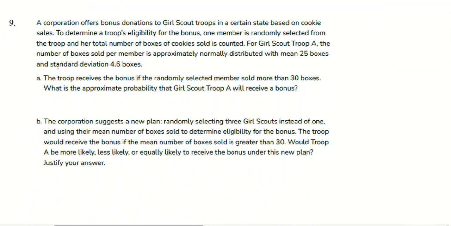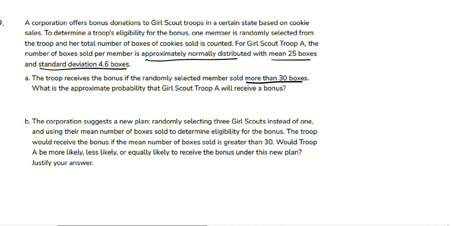So number 9. A corporation offers bonus donations to Girl Scout troops in a certain state based on cookie sales. To determine the eligibility for the bonus, one member is randomly selected from the troop, and their total number of boxes of cookies sold is counted. For Girl Scout Troop A, the number of boxes sold per member is approximately normally distributed, with a mean of 25 boxes and a standard deviation of 4.6 boxes. One troop receives the bonus if the randomly selected member sold more than 30 boxes. What is the approximate probability that Girl Scout Troop A will receive a bonus?